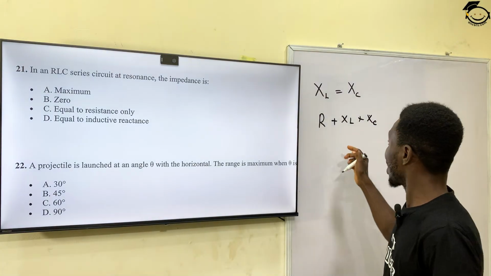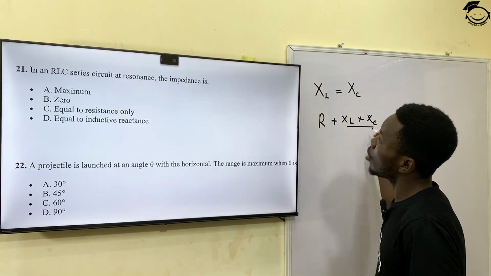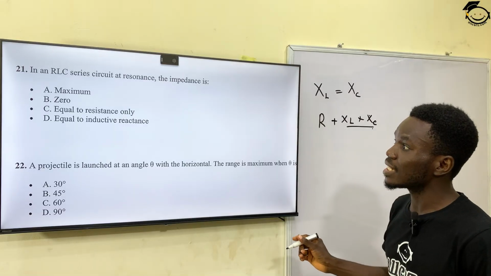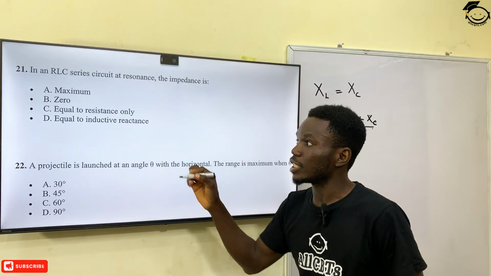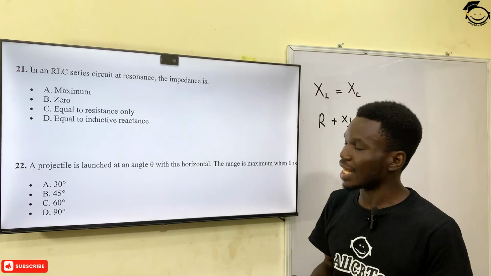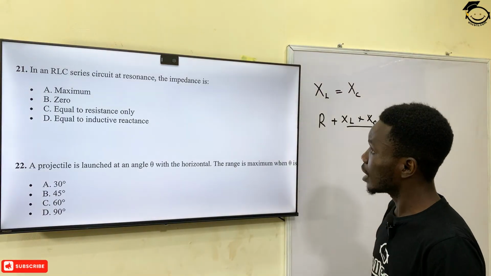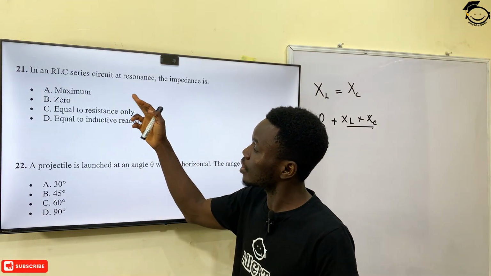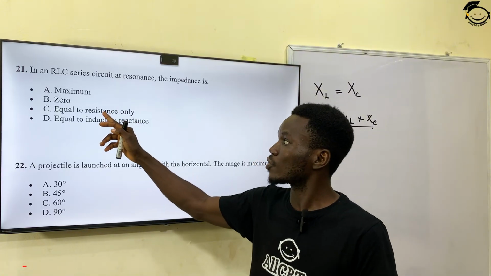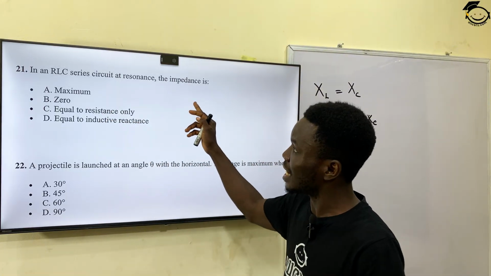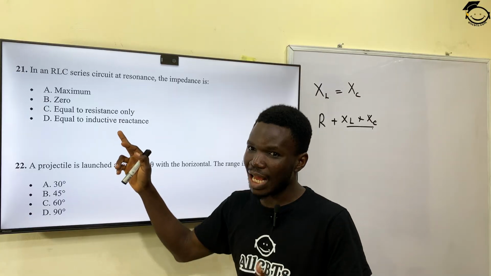And since these two are equal, automatically the only thing that is present in the impedance is what? My resistance. And if only resistance is present, our correct answer to this question will become what? Option C, which says that my impedance is equal to my resistance only.